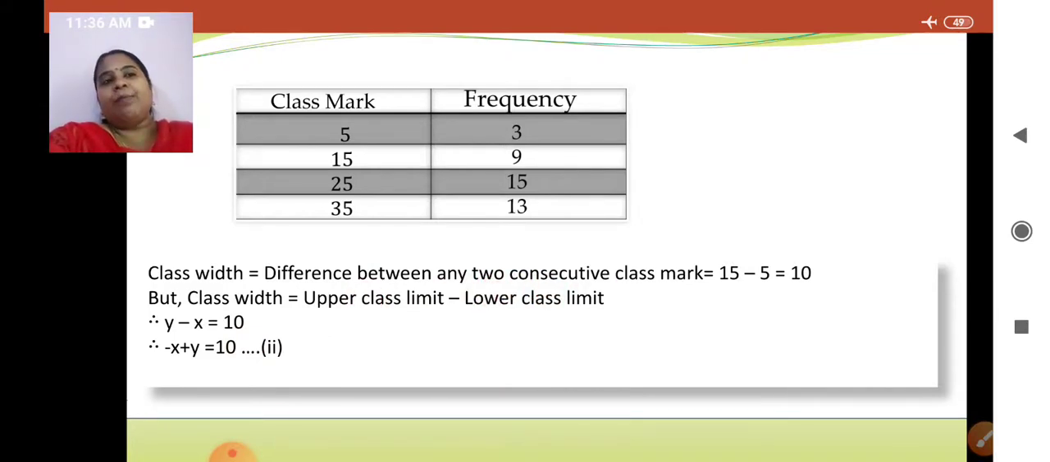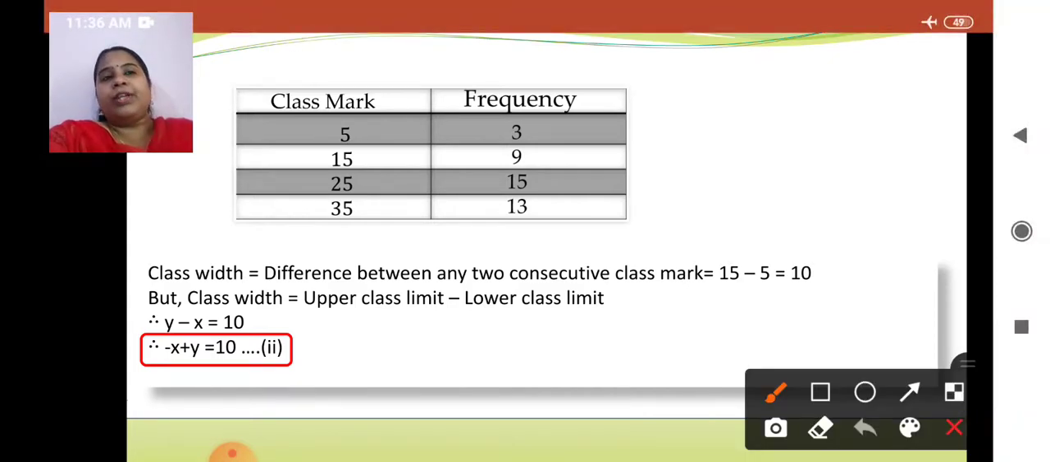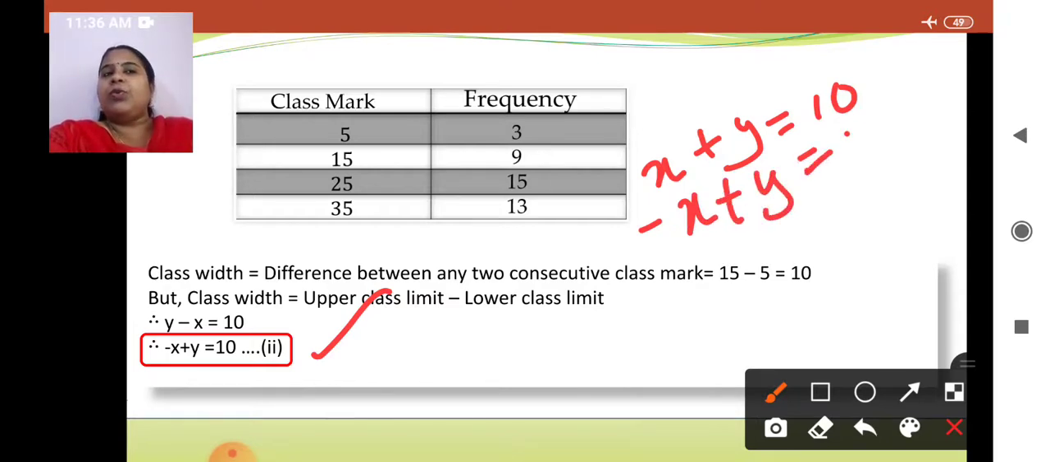Okay, and equation number 1 also I have got. This is my equation number 2. Put it in a box. I hope all the steps till here you have understood. Now what is to be done? You have got very easy two simultaneous equations. The first one was x plus y is equal to 10, and second one, as you can see here, is minus x plus y is equal to 10 again.